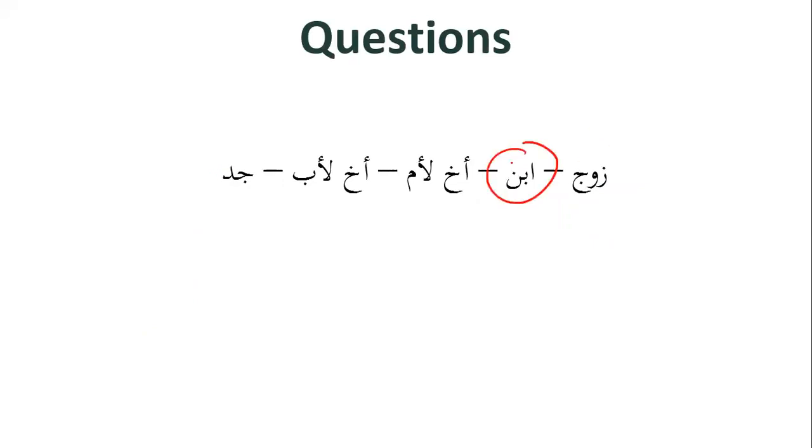In this question, we can see that the Ibn is present, so the Zawj will receive 1/4 of the inheritance. The Akh li Ummin will be mahjub, and the Jad will receive 1/6.